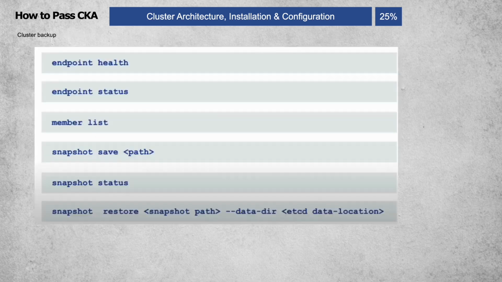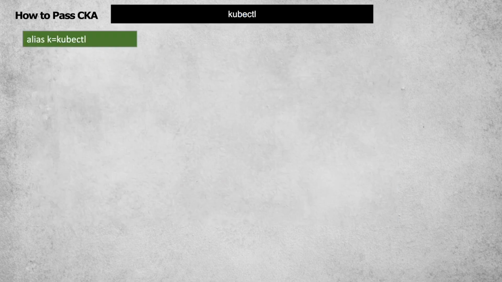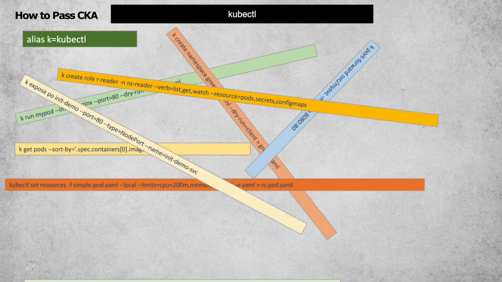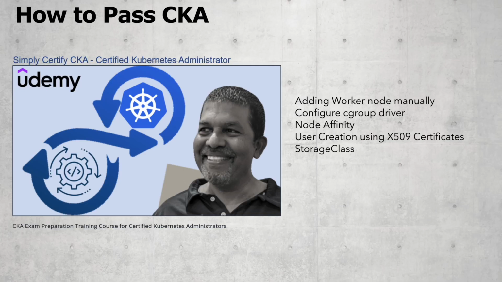And then cluster backup using etcd. We must know all etcd CLI related commands to backup and restore the cluster state. Finally, the main tool is kubectl. If you add an alias to kubectl as k, so that you don't have to type kubectl all the time, k is well enough. Most of the commands, if you know how to execute using kubectl fast, we will simply succeed in our exam.